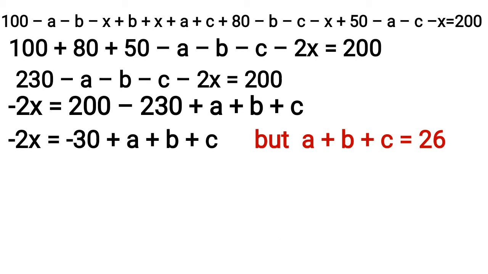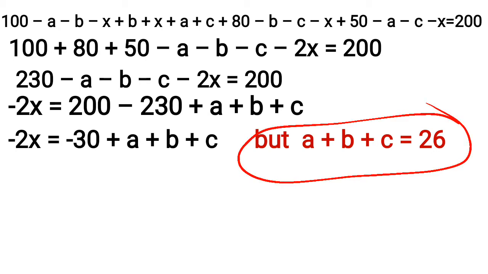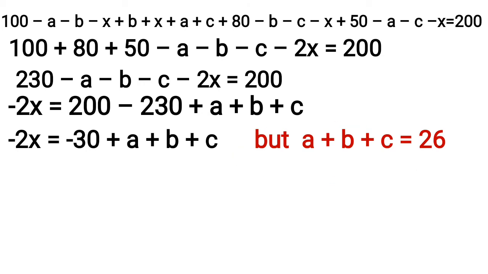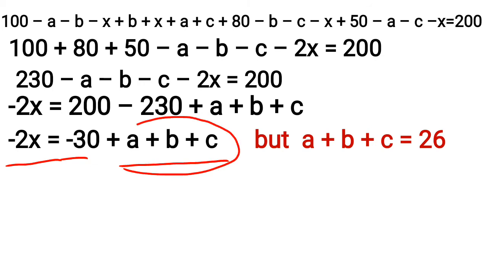But just like we have already said, a plus b plus c is 26 according to the question. So where we see a plus b plus c, we put 26, a kind of substitution. So I have negative 2x equals negative 30 plus a plus b plus c. I replace the a plus b plus c with 26.